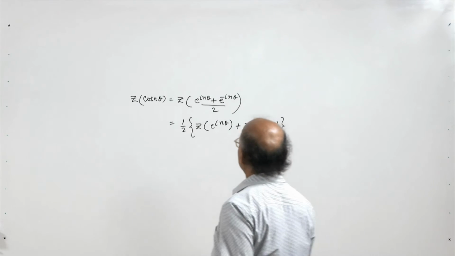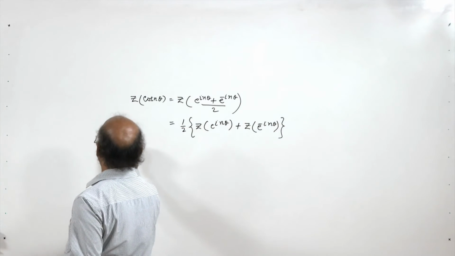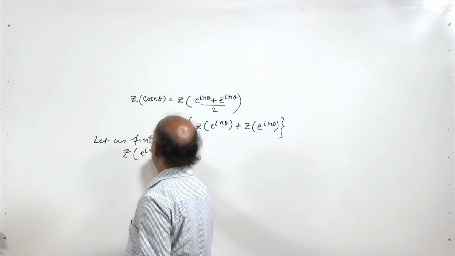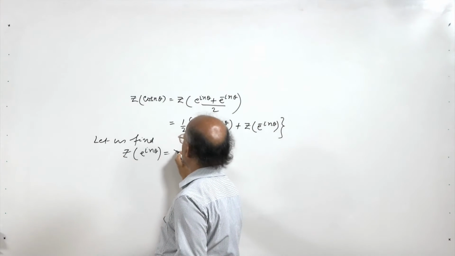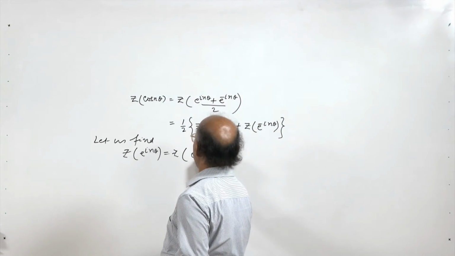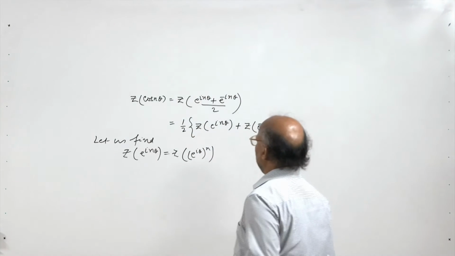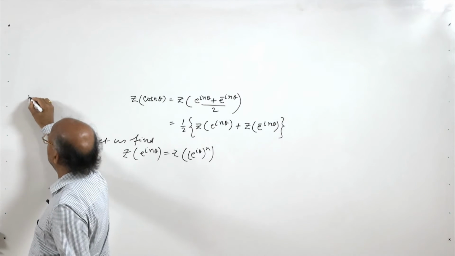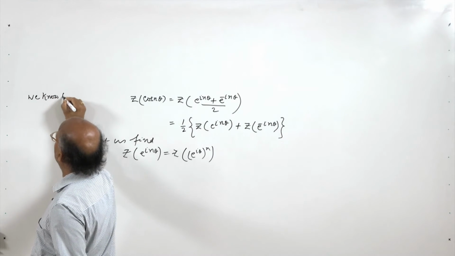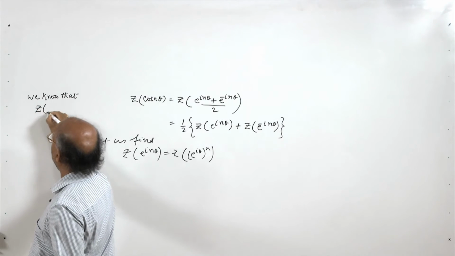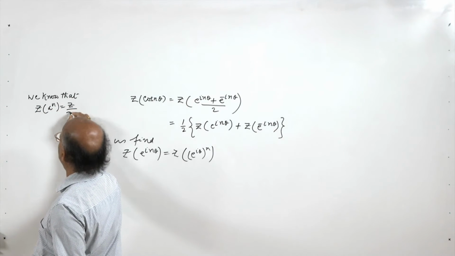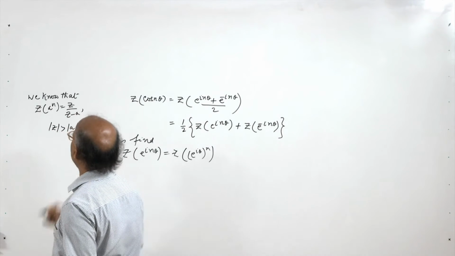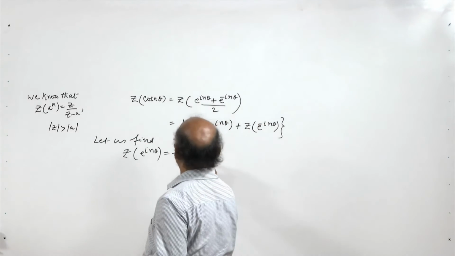Now let us recall the result. Let us find Z of e raised to the power i n theta. e to the power i n theta we may write as e to the power i theta raised to the power n. Here we shall apply the formula for Z transform of a to the power n. We know that Z transform of a to the power n is Z over Z minus a, provided mod of Z is greater than mod of a. So let us take a equal to e to the power i theta here.